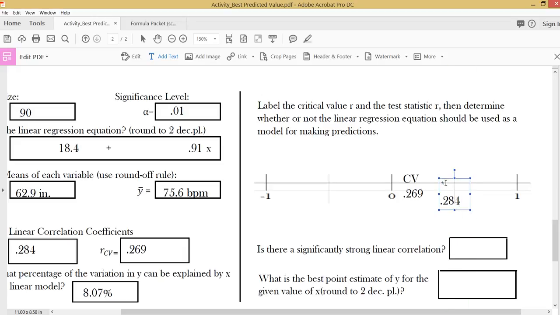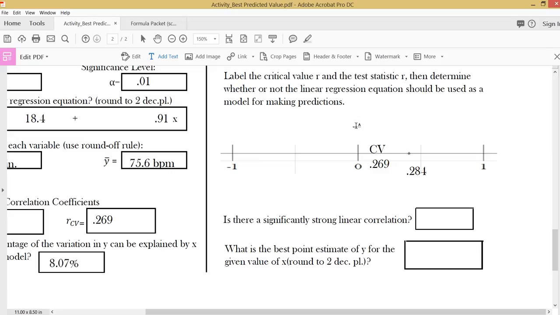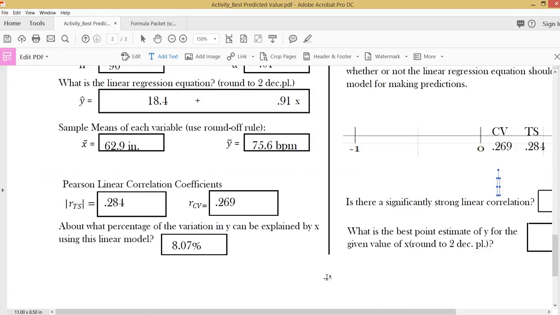And I used my little star, but this time it's tiny, hard to see, so I didn't make it bigger. But there's my 0.284 test statistic. You could even write "test statistic" here if that seems better, just for the purposes of typing isn't working out. So great.